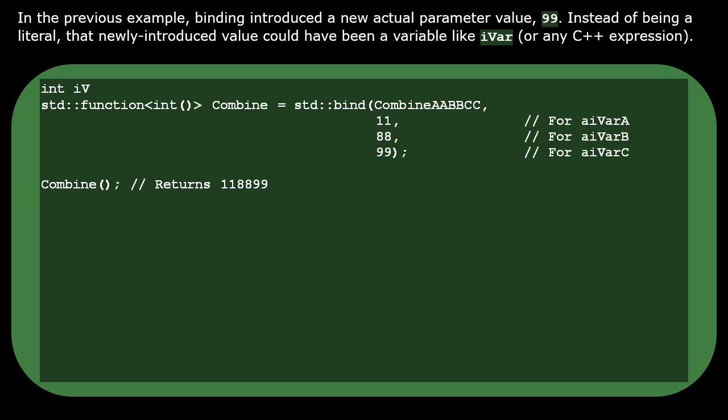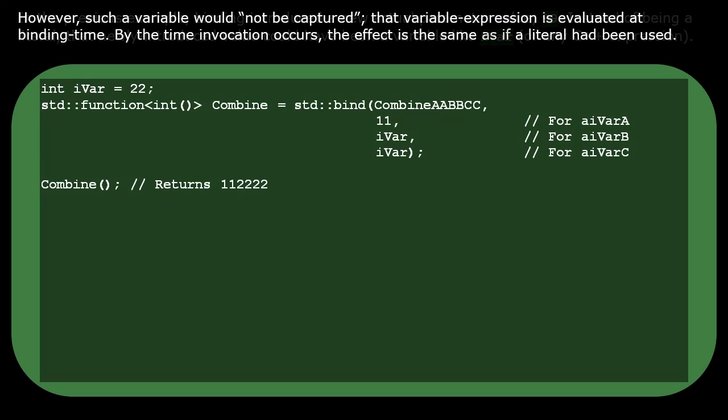In our previous example, the new parameter value introduced by binding was a literal. It could have been any C++ expression, including a variable like this ivar. However, such a variable would not be captured.